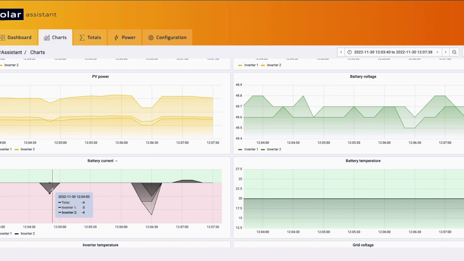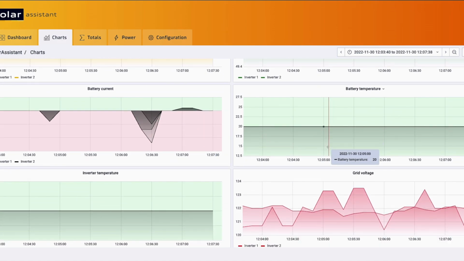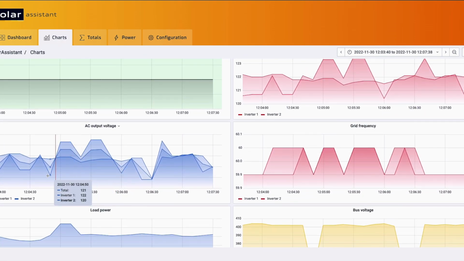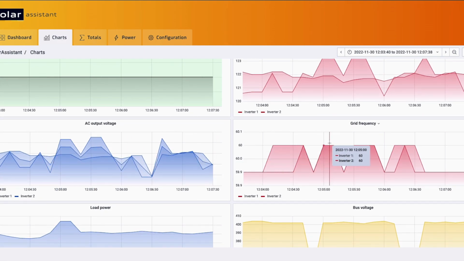And again, you see your battery current, because it's switching over to battery, you're seeing the actual battery take over. So these dips all represent that change. Temperature, nothing. Grid voltage, I mean, you see fluctuation, but nothing significant. AC output is going to fluctuate based on the grid voltage and grid frequency.